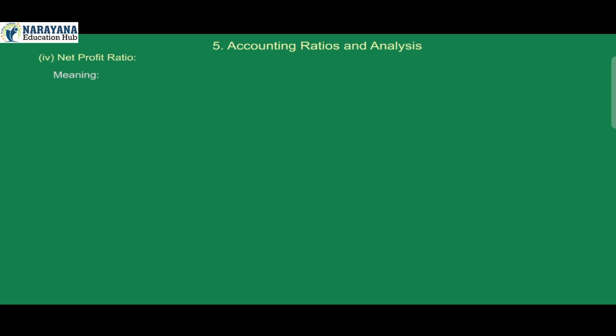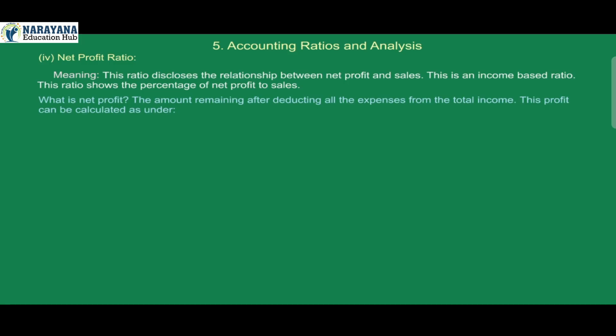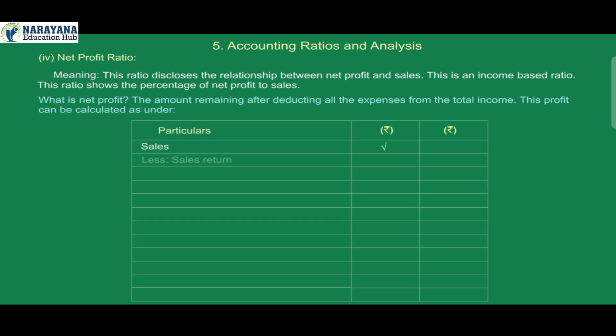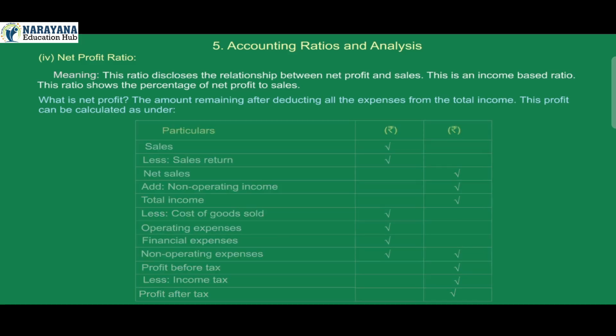4. Net profit ratio. Meaning: this ratio discloses the relationship between net profit and sales. This is an income-based ratio. This ratio shows the percentage of net profit to sales. What is net profit? The amount remaining after deducting all the expenses from the total income. This profit can be calculated as under. Particulars: sales less sales return, net sales, add non-operating income, total income, less cost of goods sold, operating expenses, financial expenses, non-operating expenses, profit before tax, less income tax, profit after tax.